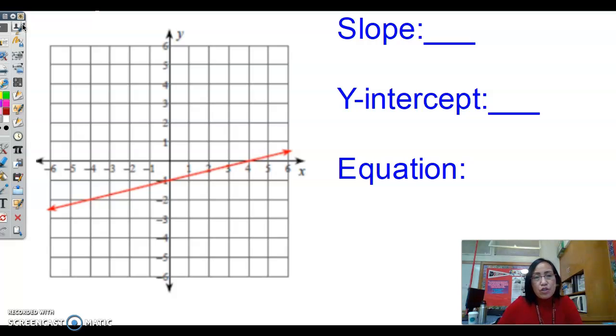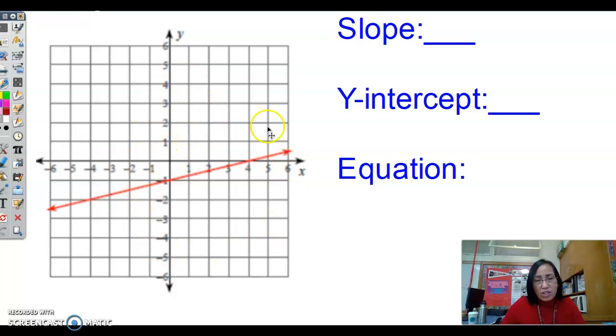Except in this lesson, you're looking for the slope from the graph, and then you're going to use the slope that you find to write the equation, which is one more step from the previous lesson that we've been learning. Okay, for example, this one right here.